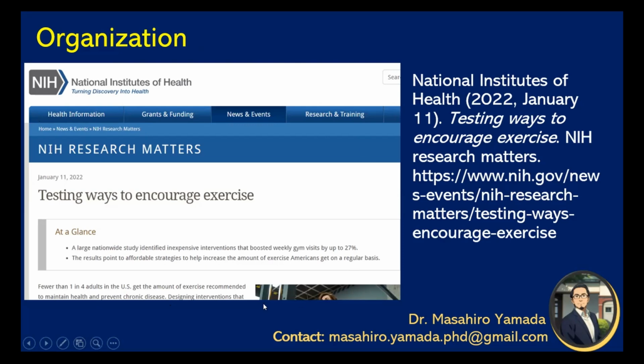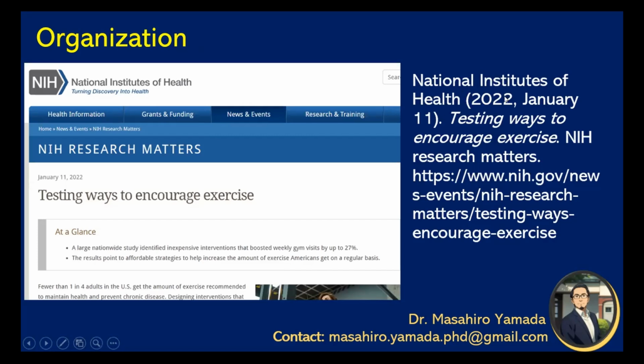In this example, you are looking at a screenshot of an NIH website. The title of the page is Testing Ways to Encourage Exercise, right? And you have a date of publication, and the site name is NIH Research Matters. So on the right side is the APA style citation. Even if it's written by somebody, we consider that a representative voice of the organization. So you can put the name of the organization, National Institutes of Health.